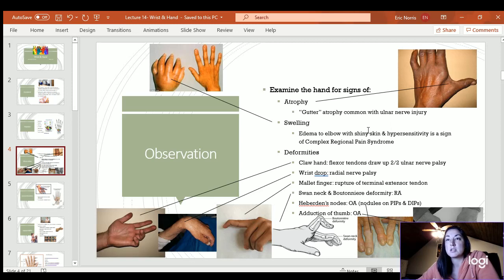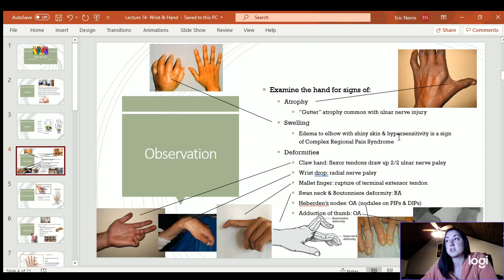The next we're going to talk about is swelling, so edema of the hand. Now, if there's edema all the way from the elbow all the way down, and it's red and shiny like this and hypersensitive, that is a sign of complex regional pain syndrome. So if they haven't been to a medical doctor recently, maybe they were a self-referral, and that has not been ruled out, I would certainly refer them back to the medical doctor.